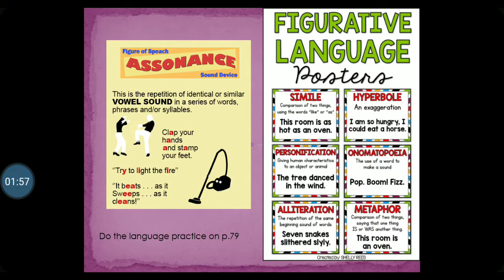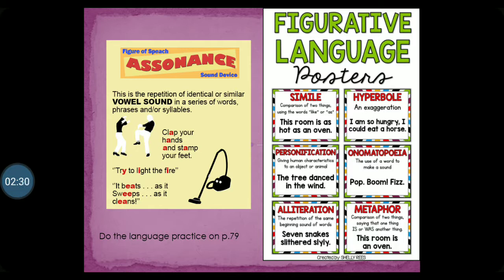Okay. The next one is personification. Now, this is giving a human characteristic to an object or an animal. So, for example, the tree danced in the wind. So, this is a human characteristic or a human thing. Trees cannot dance. Only humans can dance. But when we give a human characteristic to something else, it's called personification. It's just because the wind is blowing the trees side to side, so it looks like the trees are dancing.